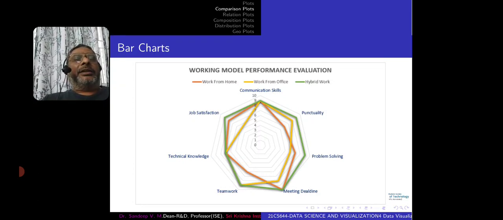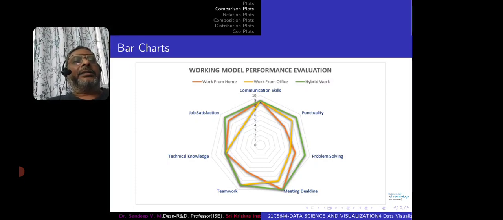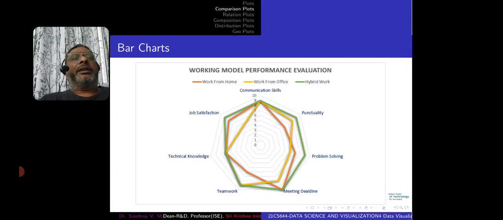But the only thing is there are only three data series, so we could do it. But if the data increases to 10 or 20, then definitely this is not the recommended way of working. We need to find some other way, not the radar chart. So that's for radar chart, and that's for the comparison plots.